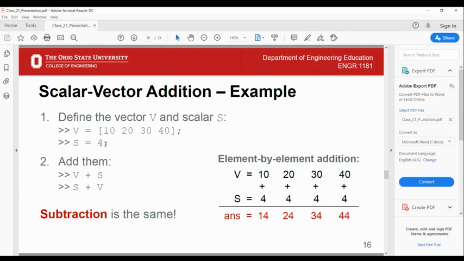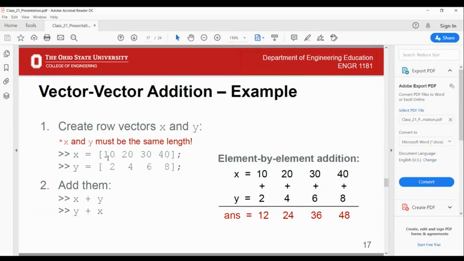If we do the subtraction, it will be the same. So this will be 10 minus 4, 20 minus 4, 30 minus 4, 40 minus 4. If we are doing the subtraction, it will be 6, 16, 26, and 36. And we will look into more examples in MATLAB.